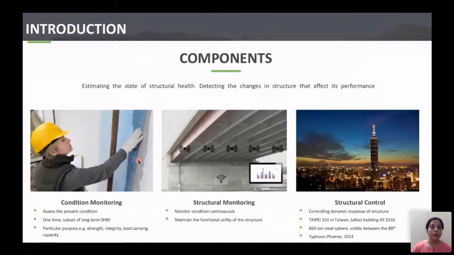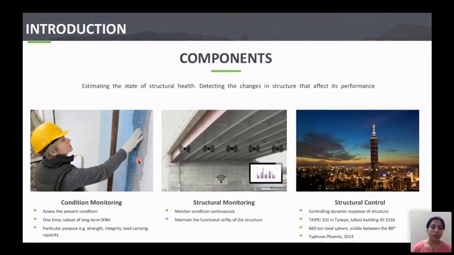So the formal definition of SHM is estimating the state of the structural health and detecting the changes in the structure that can affect its performance. Right? So it has three components. First is the condition monitoring. Here we assess the present condition of the structure. So this is actually one time. So on spot we assess the structure's condition.